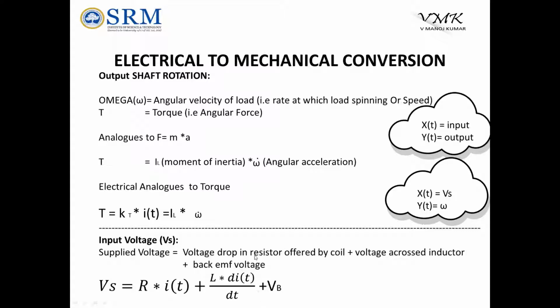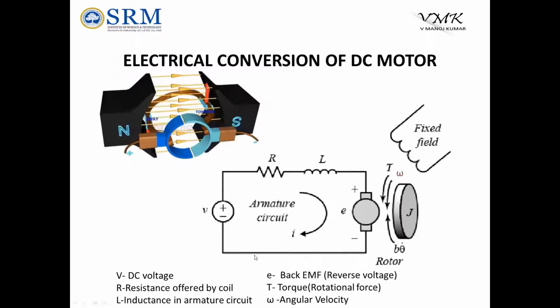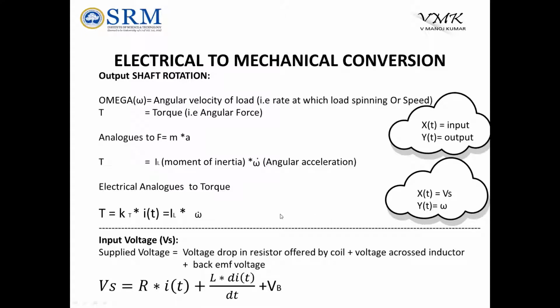What is this VB? Back EMF. The voltage produced by the back EMF, I'm going to call it VB. So these are the factors. They are going to reduce my VS. That VS is nothing but the supplied voltage.